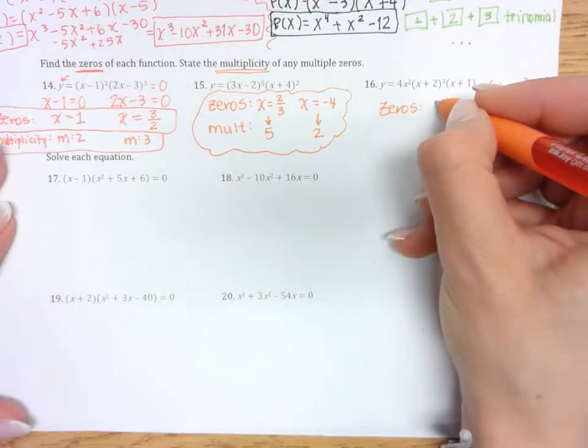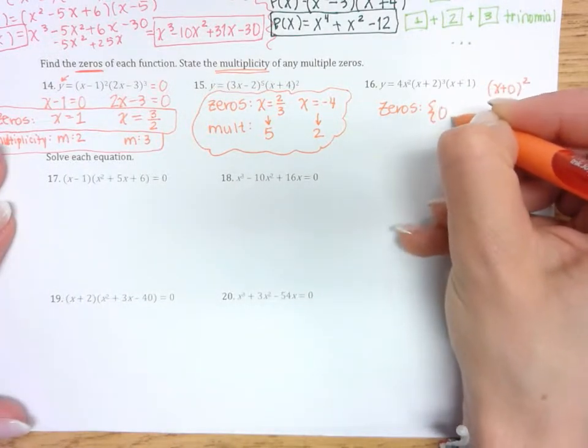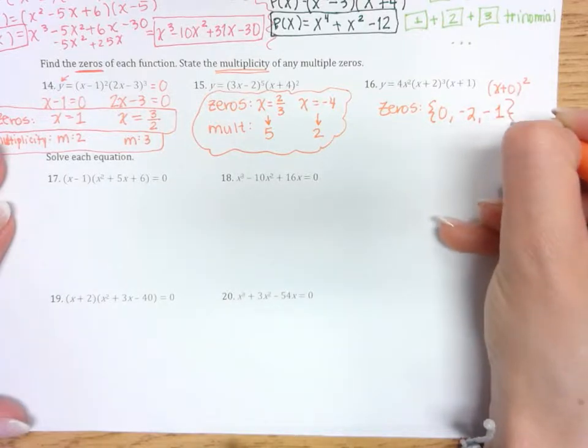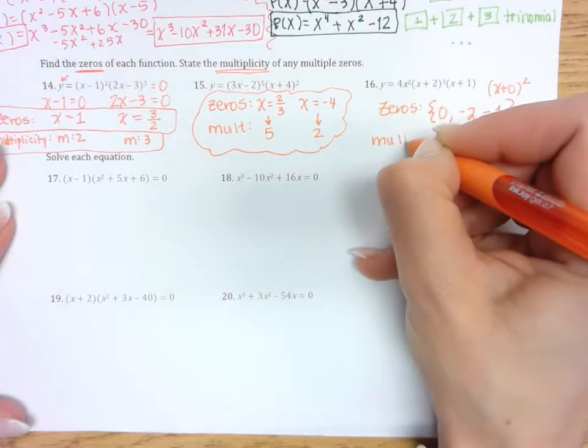So what are my zeros? I'm going to write them this time in set notation. There's 0, -2, and -1. Those are my zeros. Multiplicity.